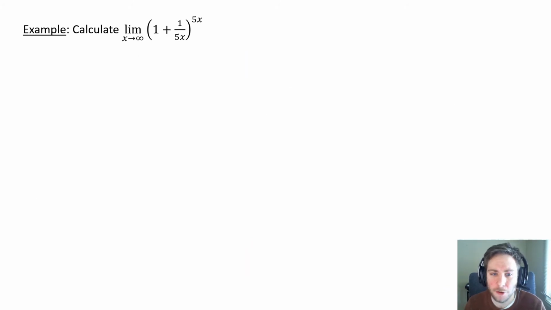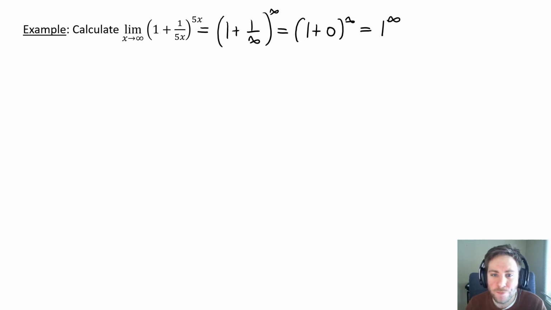Here's another example. Pause and try it for yourself, and when you're ready, let's continue. As always, the first step is to try evaluating the limit. In this case, we see 1 over infinity, which represents a quantity approaching 0. So this ends up taking the form 1 to the infinity, and you can go back and check that this is an indeterminate form of exponential type.